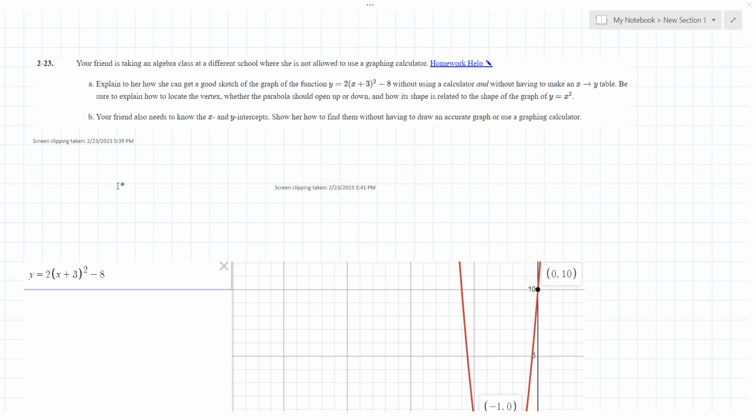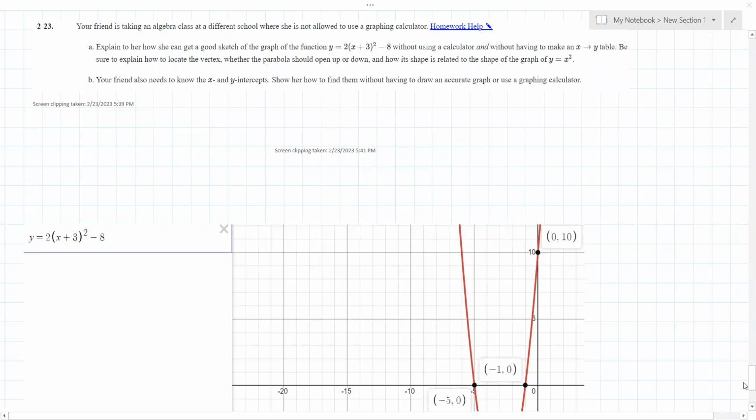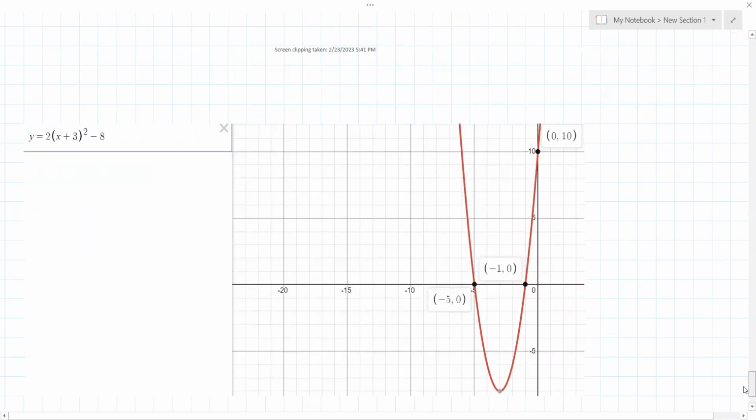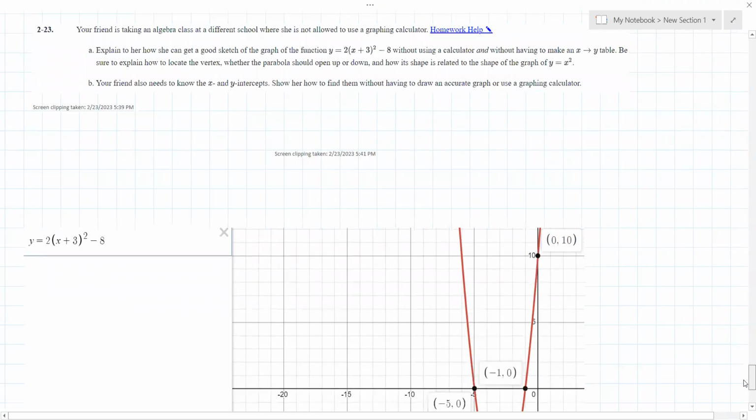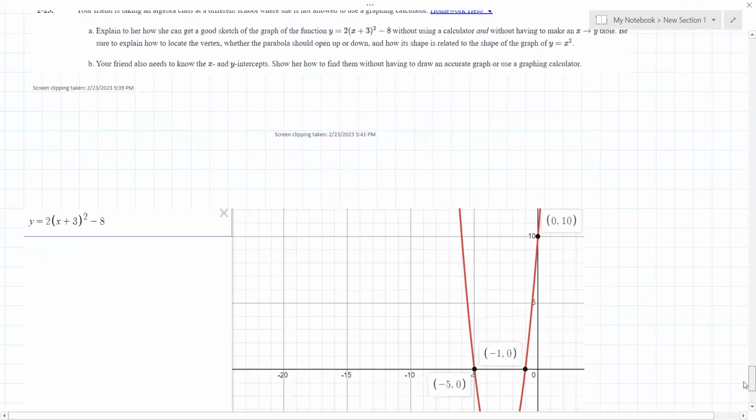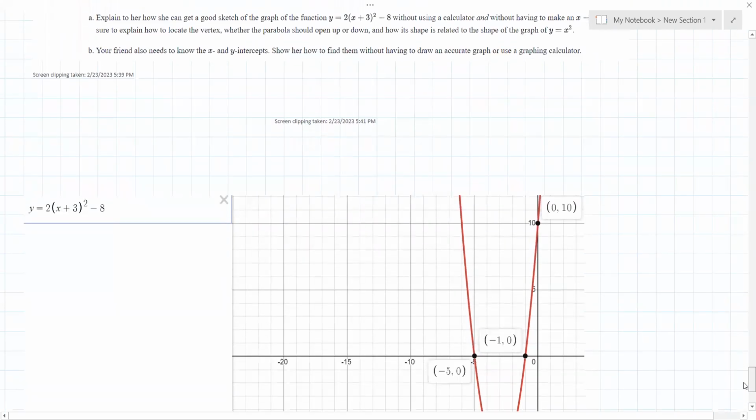Okay, in problem 2-23, in part B, we want to find the x and y intercepts without drawing the graph or without using a calculator. First I want to use the graph just to talk about the concept of x-intercept and y-intercept, but actually we don't need the graph to find them.